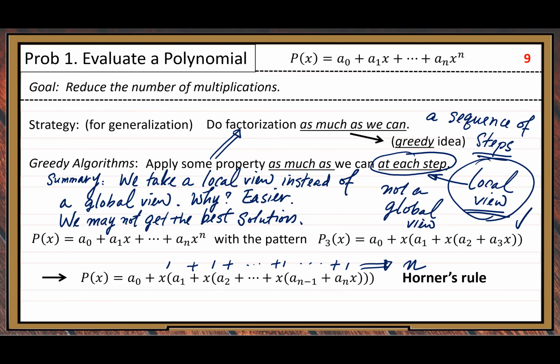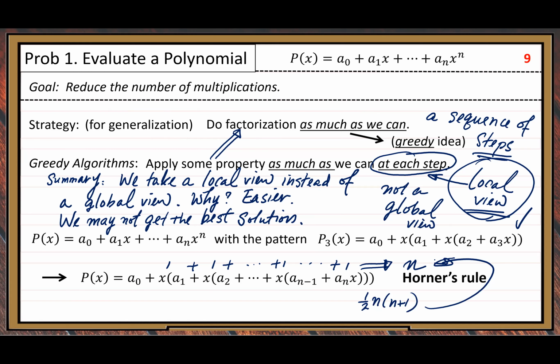So let's stop right here for the greedy algorithms. Later, when we need to apply it another time, we will continue the discussion on the greedy algorithms. Now we get a new solution. Before we do the reduction, the number of multiplications we need is this number. The reduction is so big.